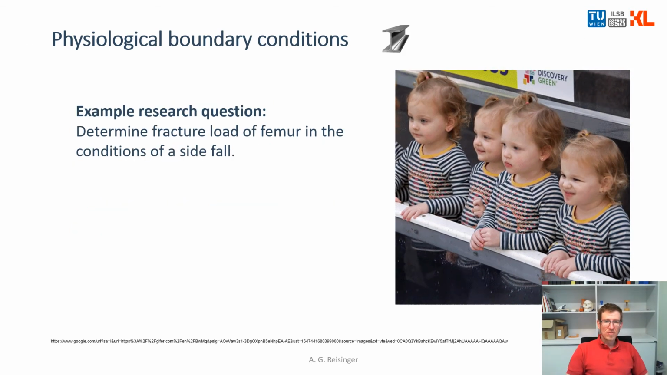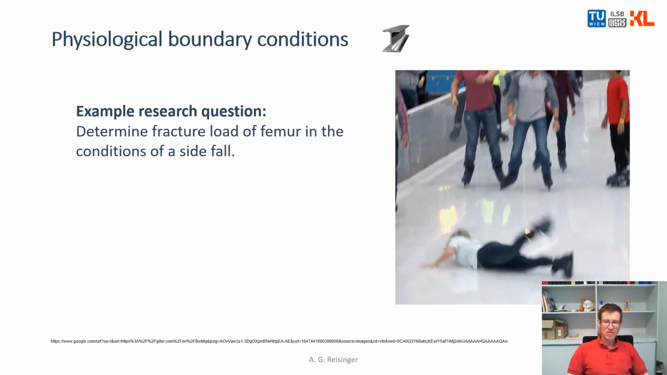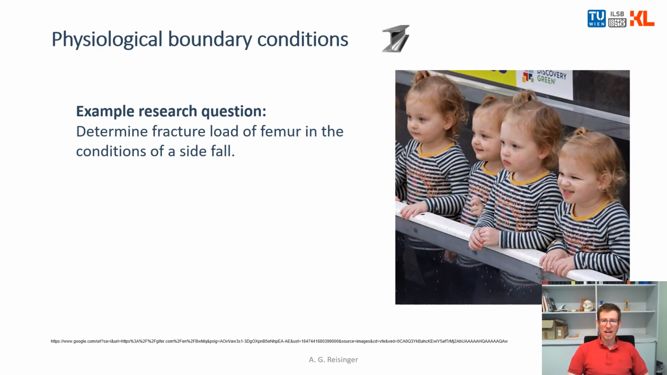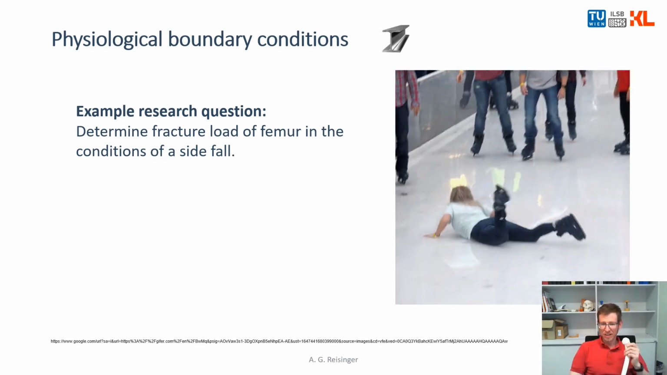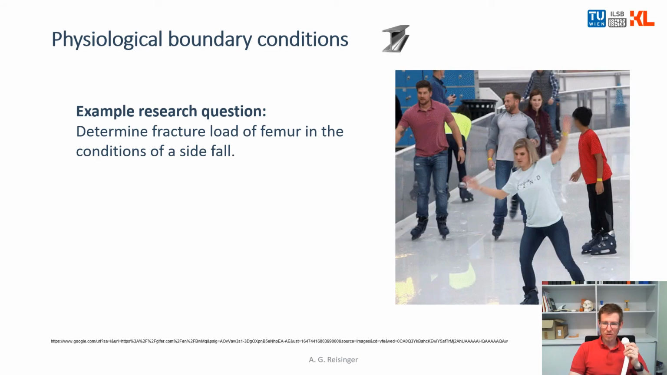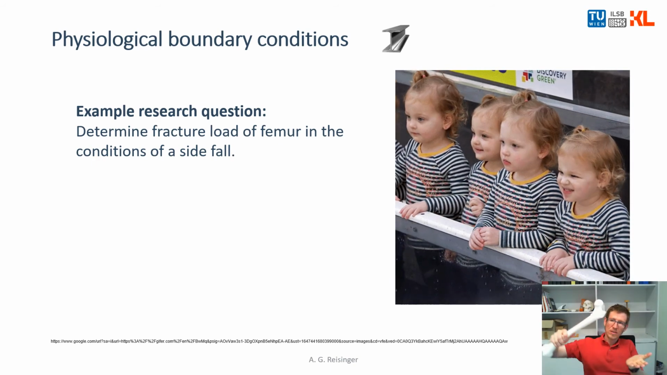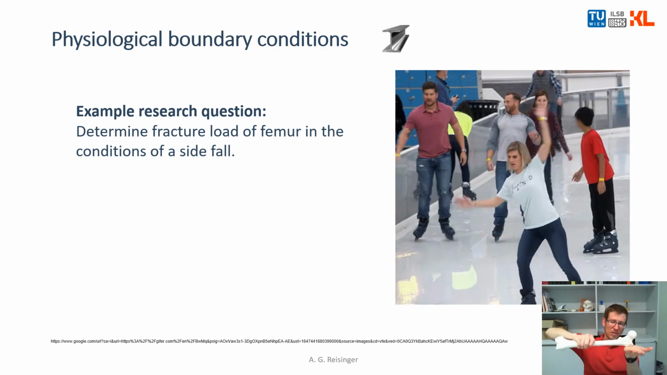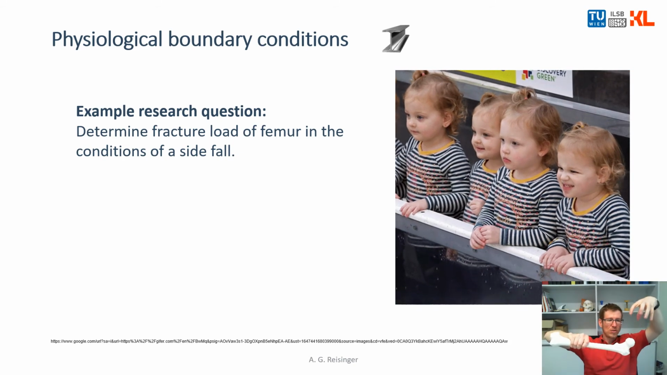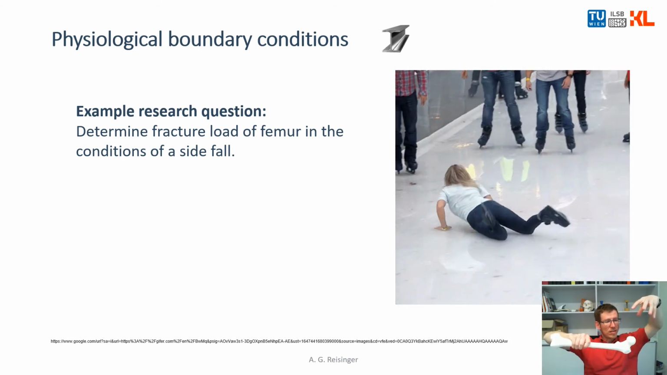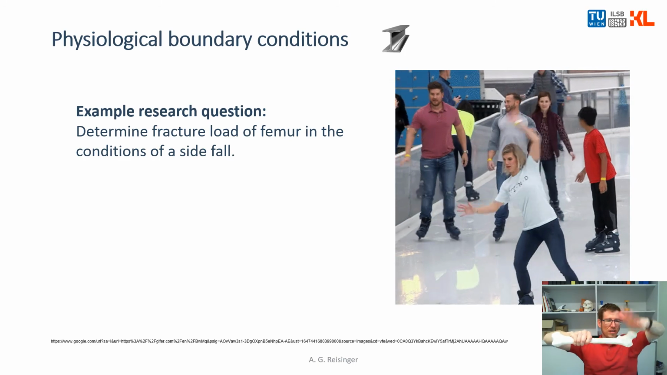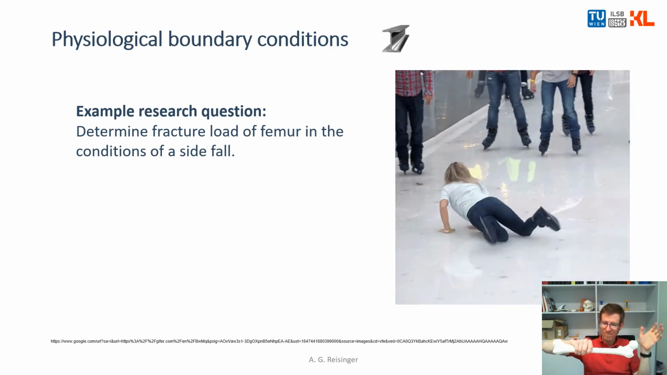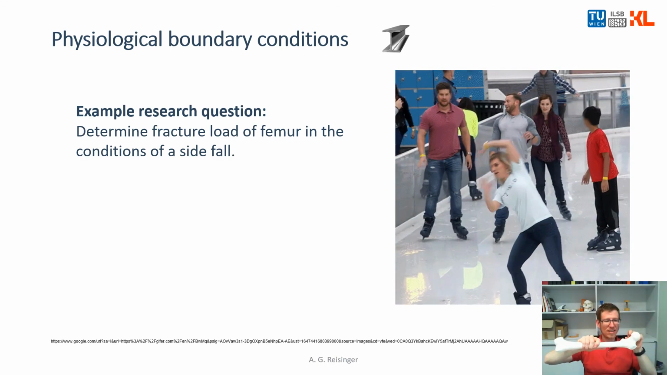Let's have an example research question. The idea is to determine the fracture load of the femur in the conditions of a side fall. So what happens here? You see the lady is ice skating. She's falling on her hip. That means she gets an impact like this on her trochanter. This is the trochanter here. And usually what happens then, the body load is transduced via the hip joint here on this neck. This is the neck region. And if this is a hard hit, the neck can break.